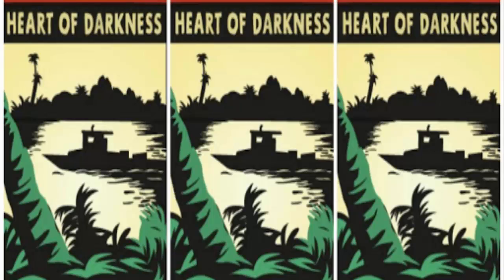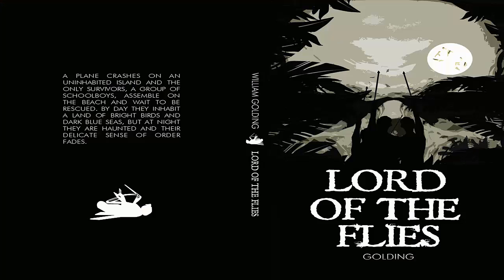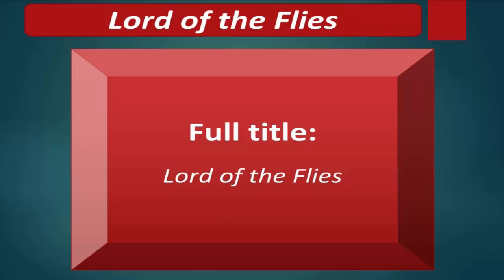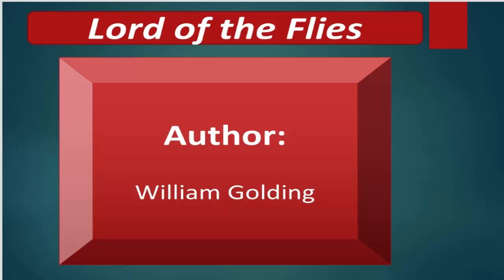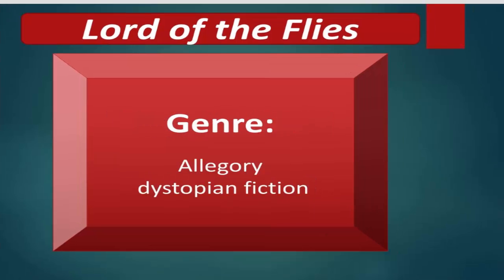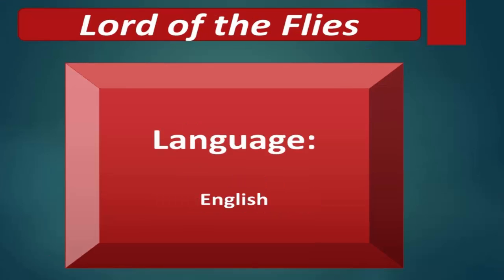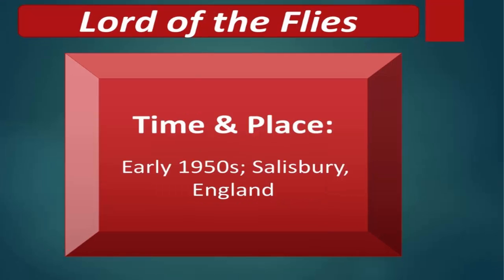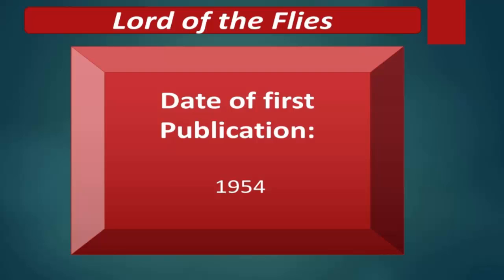So, ladies and gentlemen, this was Heart of Darkness, and we are moving to Lord of the Flies by William Golding. Full title: Lord of the Flies, author William Golding. Type of work: it's a novel again. Genre: allegory and dystopian fiction. Language: English. Time and place written: early 1950s, Salisbury, England. Date of first publication: 1954.